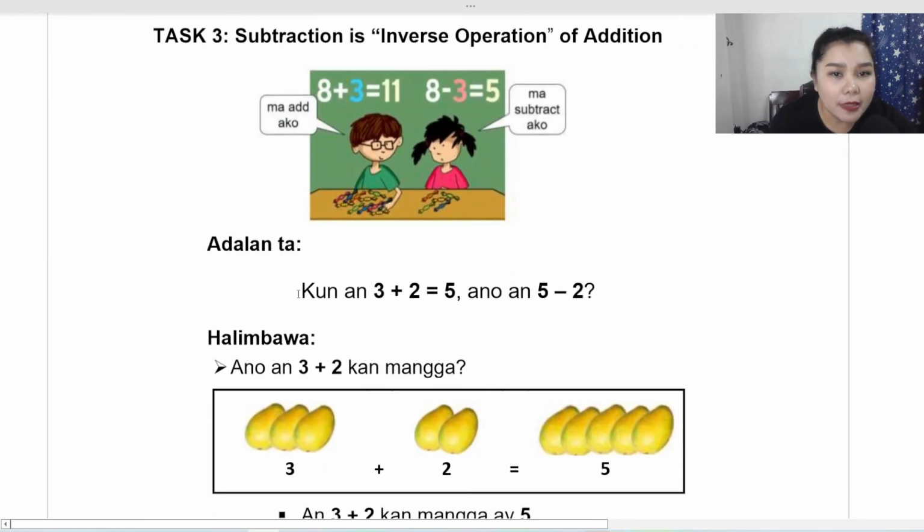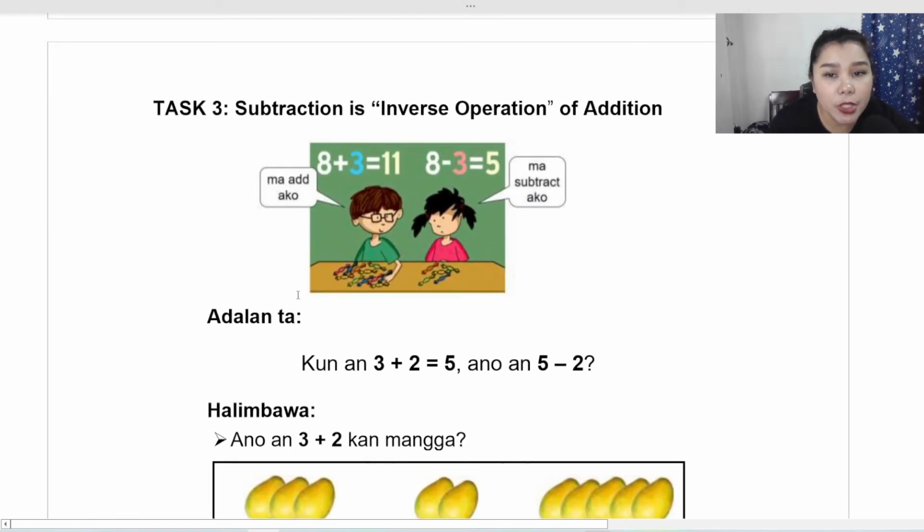And then for task 3, subtraction is inverse operation of addition. Ibig sabihin, kabaliktaran daw ang subtraction ng addition. So, if in case subtraction is a bit hard for you, then we can make use of addition. Anyway, na-practice ng masyado tayo sa addition, pwede natin yung gamitin for completing subtraction sentences. Okay, tingnan natin yung example dito.